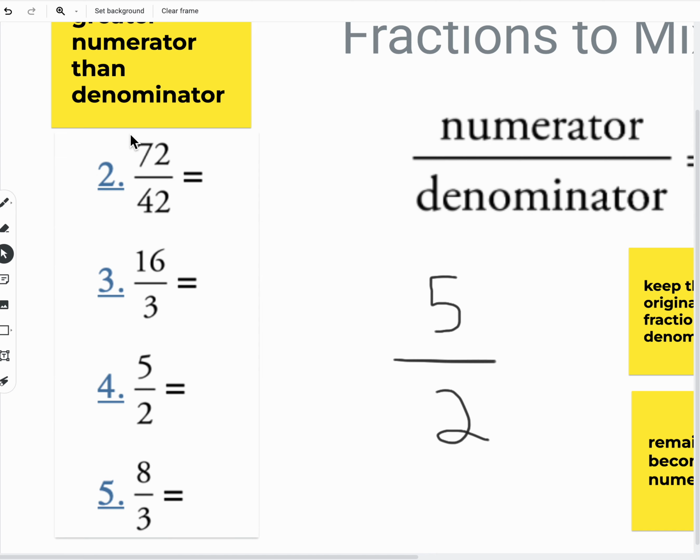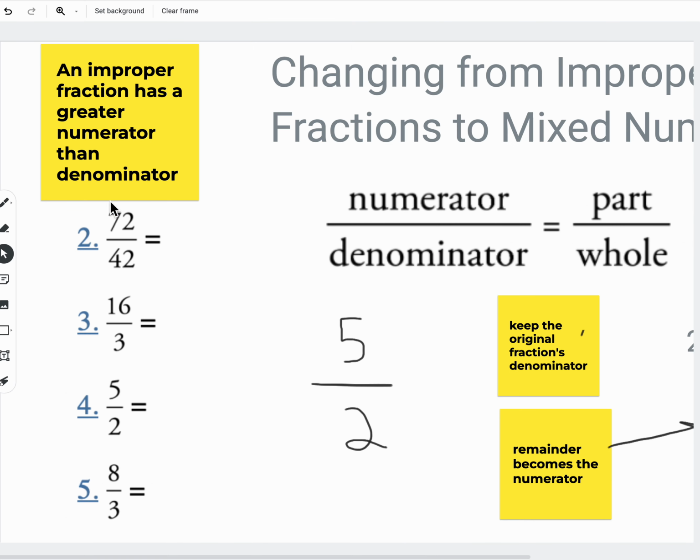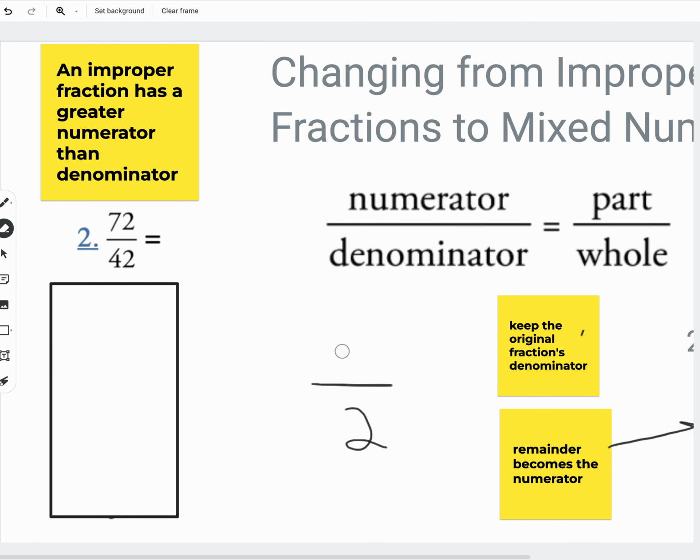Let's try our practice problems. 72 over 42. Let's write out long division. 72 divided by 42. 42 will go into 72 once. 72 minus 42 is 30.